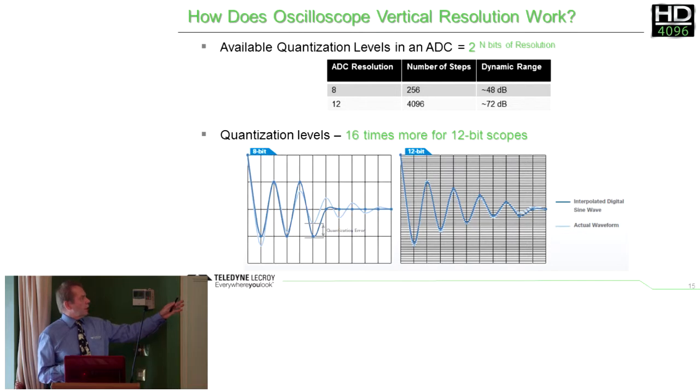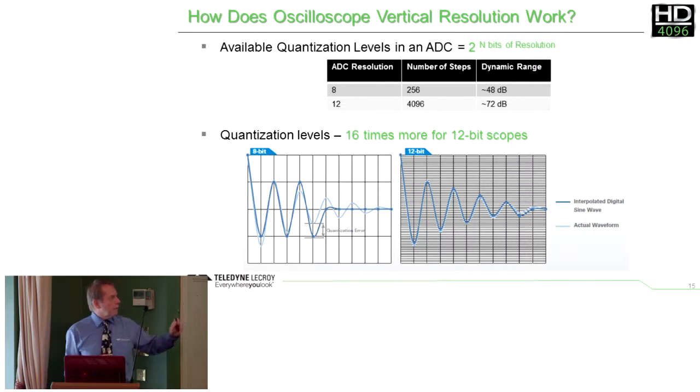You can see on the left-hand side there, I've got an 8-bit example, and I've got a very light trace in there. I'm tracking that with my 8-bit A to D, and what you would actually see is the dark blue trace. So you can see fairly heavy lumps there, whereas on the right-hand side I've got the light blue and the dark blue is following it much closer. So how do we get the 16 times?